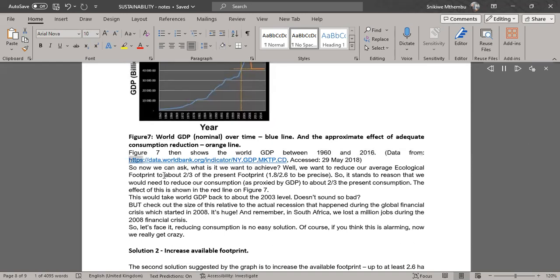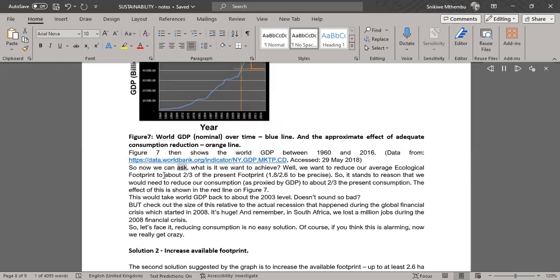Data from https://data.org/indicators/newyork.gdp.mktp.cd, accessed May 29, 2018.